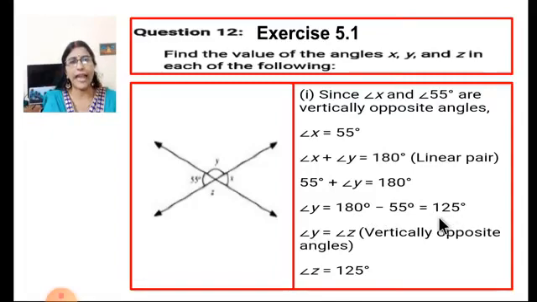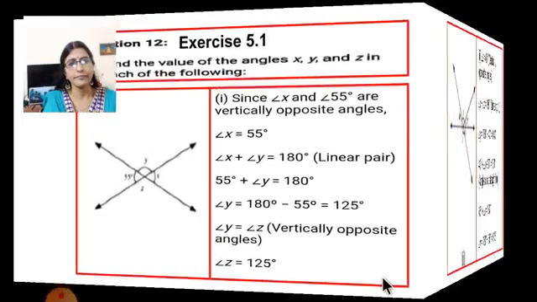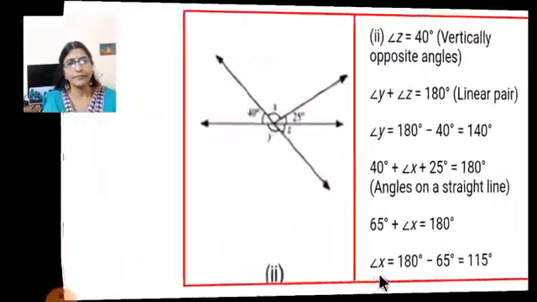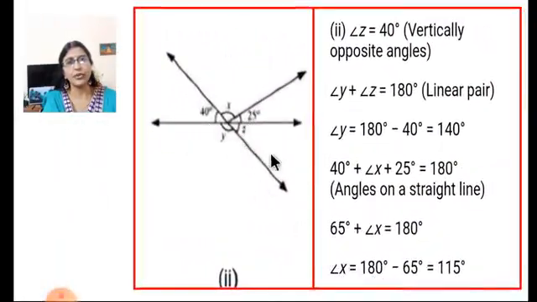Now you have to find out angle Z. Now angle Z is here. You can see here angle Z. Just now we have got the value of angle Y. Angle Y is 125 degree. Now these two angles are vertically opposite to each other. So that is written here, angle Y is equal to angle Z, vertically opposite angles. Therefore, angle Z is equal to 125 degree. Now, you are all going to solve all these questions in your maths classwork notebook.